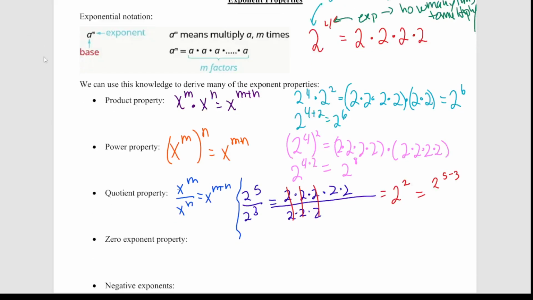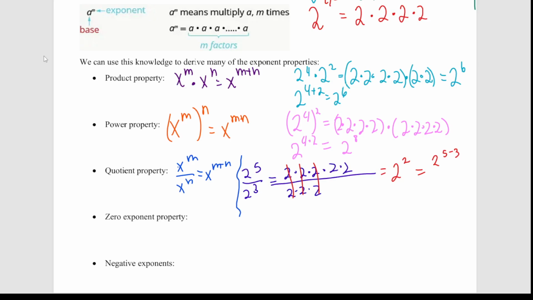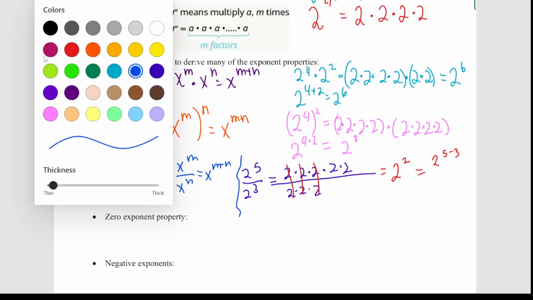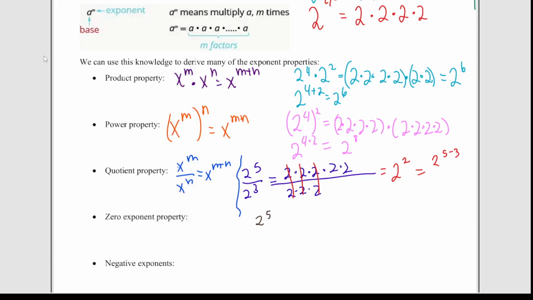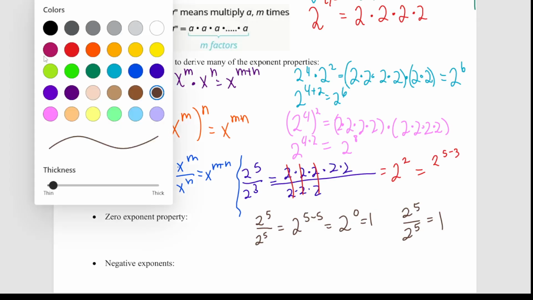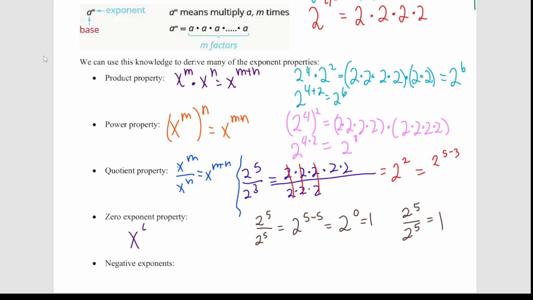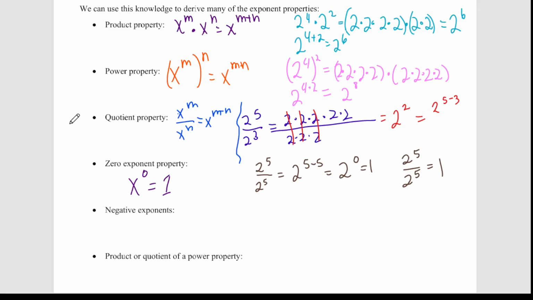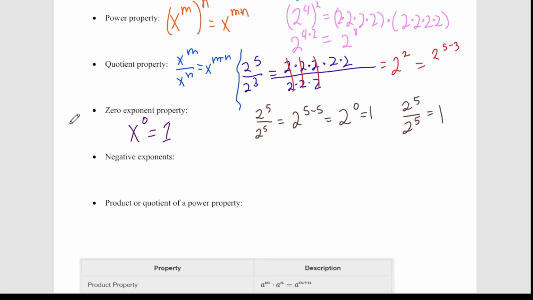We can use that property to derive the zero exponent property, because if, for example, I had 2 to the 5th divided by 2 to the 5th, the quotient property tells me that that should be 2 to the 5th minus 5, aka 2 to the 0. And I know anything divided by itself is 1, so 2 to the 0 better be 1. So in general, regardless of the base, if I have anything to the 0th power, that's going to get me 1.